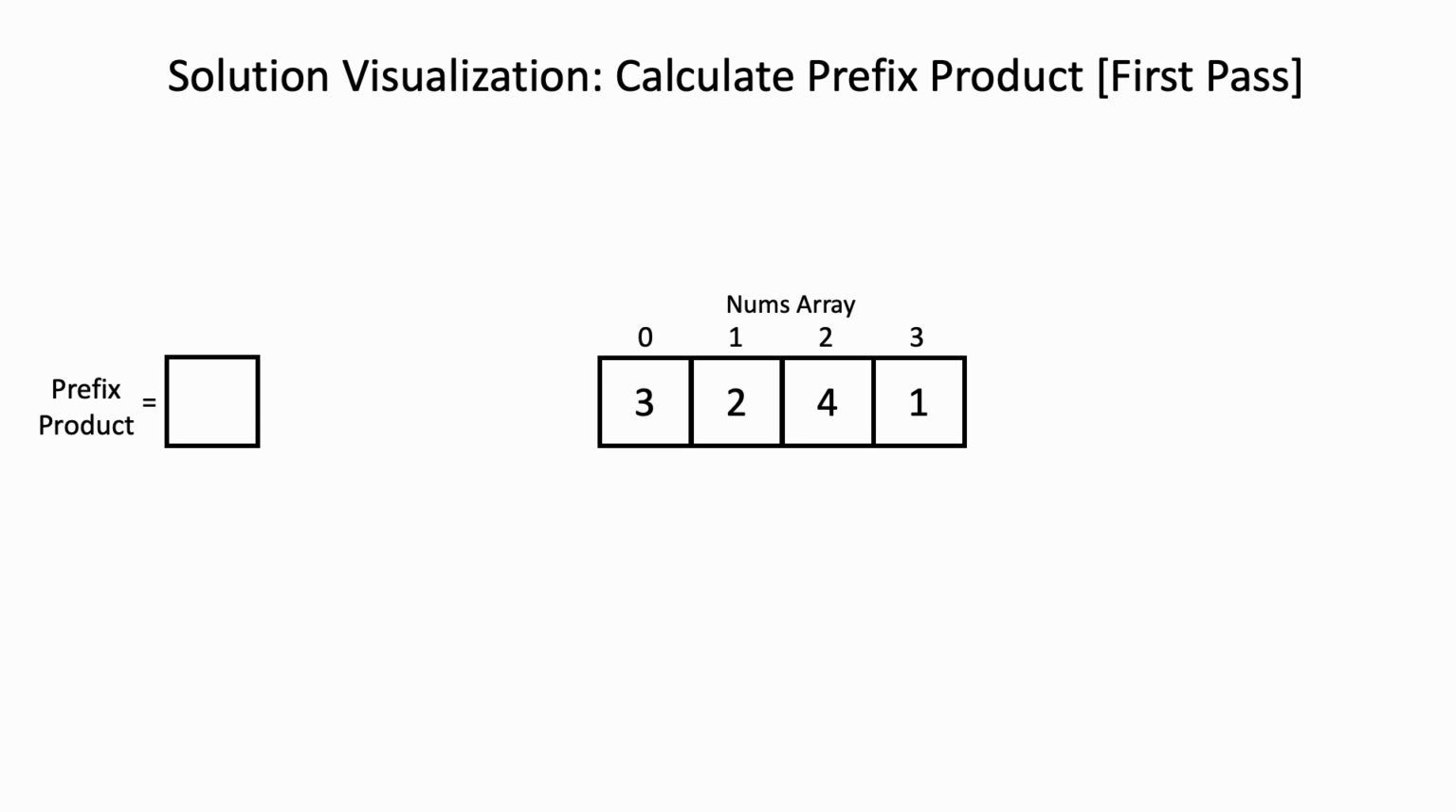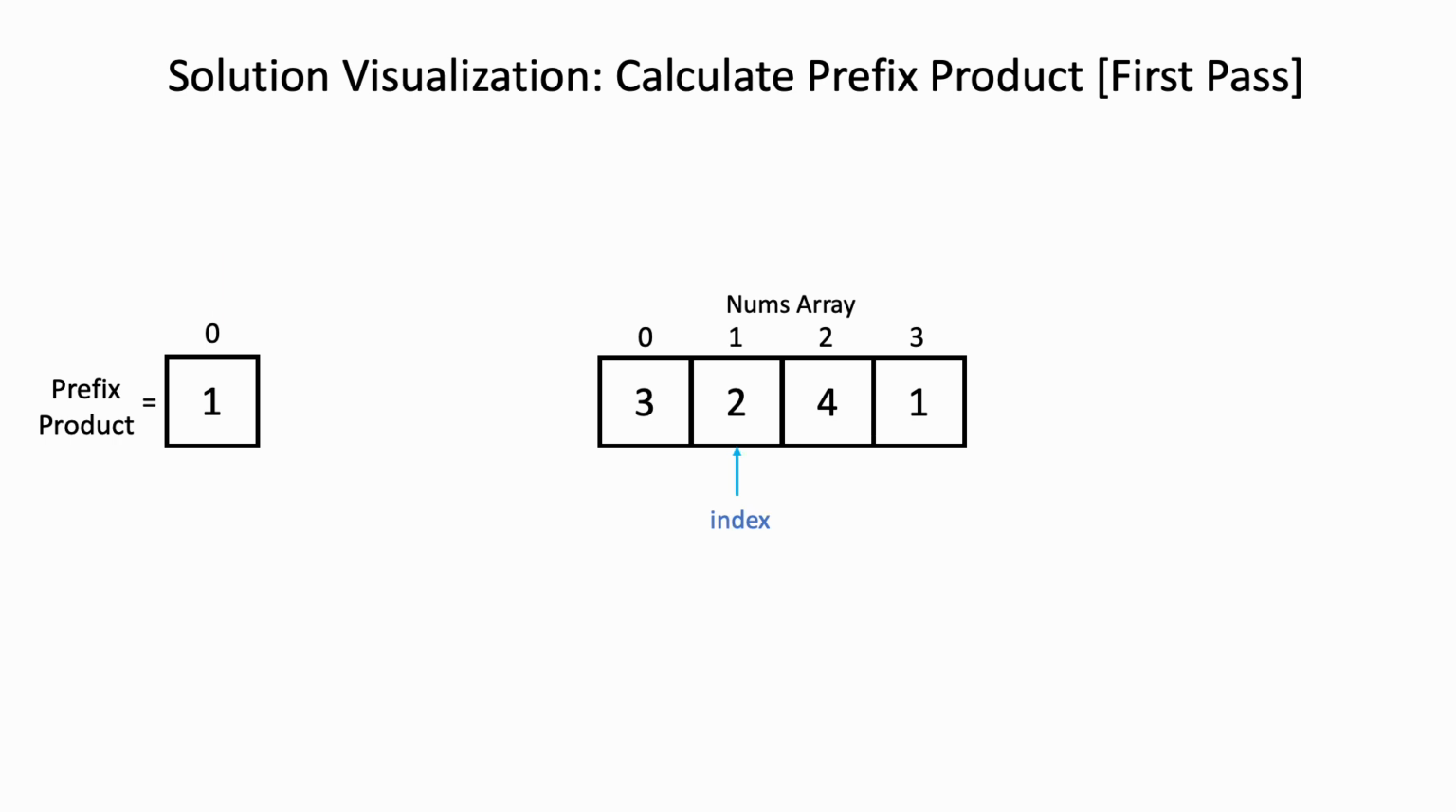We will start with computing the prefix product of the array. We will start the first pass of the input array by initializing the index pointer pointing to the first element 3. We will initialize the prefix product variable to an empty array. Because the current element does not have any prefix product, we will append 1 to the prefix product array.